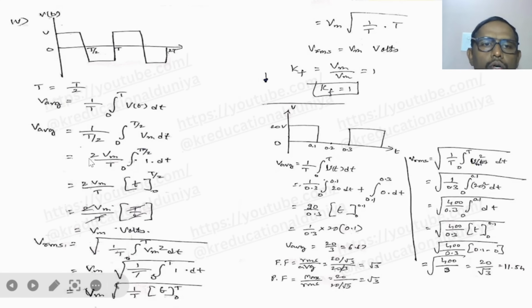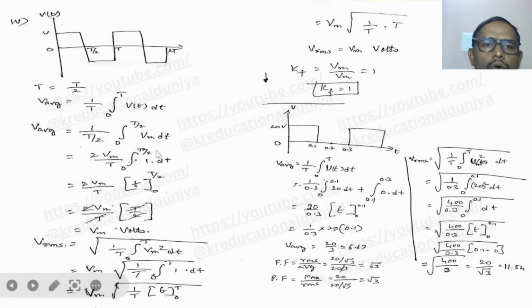So equal to, this denominator 2 will become numerator, so 2 into Vm, this constant will come outside, so 2 Vm by T integral 0 to T by 2 into 1 dt here.